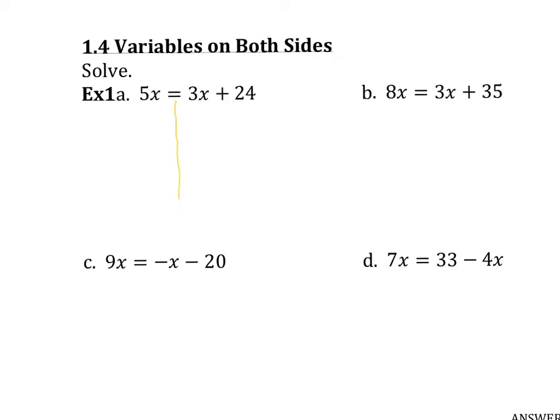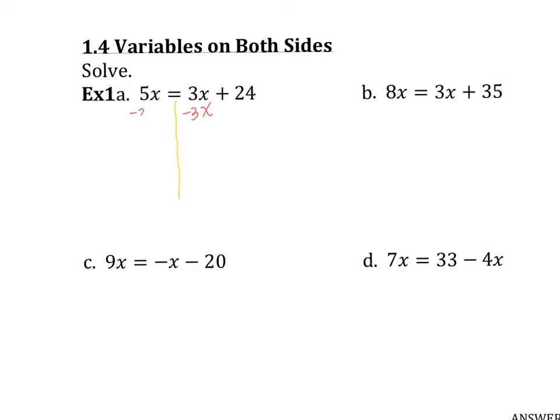Okay, when there's variables on both sides, I decide which one I want to cancel. Okay, so I see that there's a 5x on the left side. It's all by itself. And on the right side, I have 3x plus 24. Okay, since the 5x is already alone, I want to leave him there. Since the 3x is with the 24, I'm going to cancel the 3x. Since it's a positive 3x, I'm going to subtract 3x.